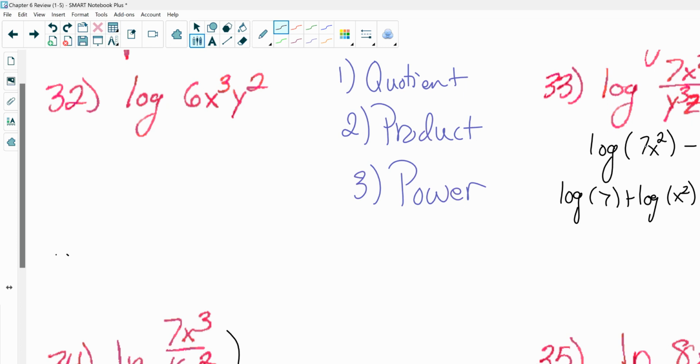Power property. Well, log of 7 is still log of 7. The 2 is going to move to the front, telling us plus 2 log of x. Minus the 3 would move to the front, telling us we have minus 3 log of y. Move the 2 in front. The last one, minus 2 log of z.